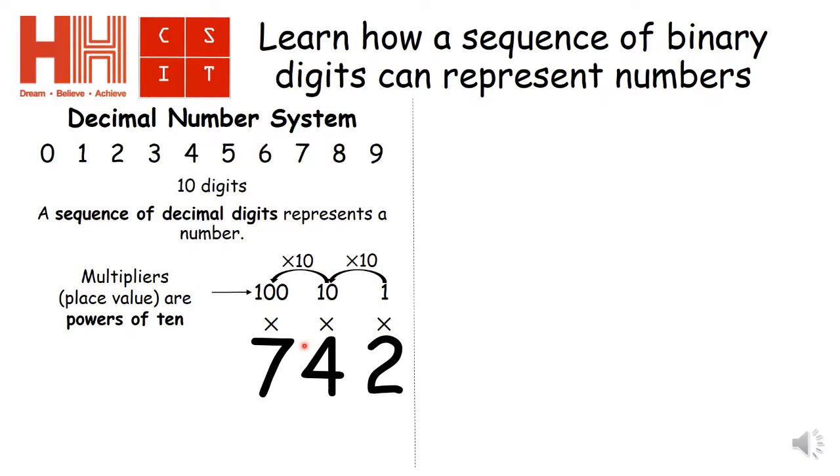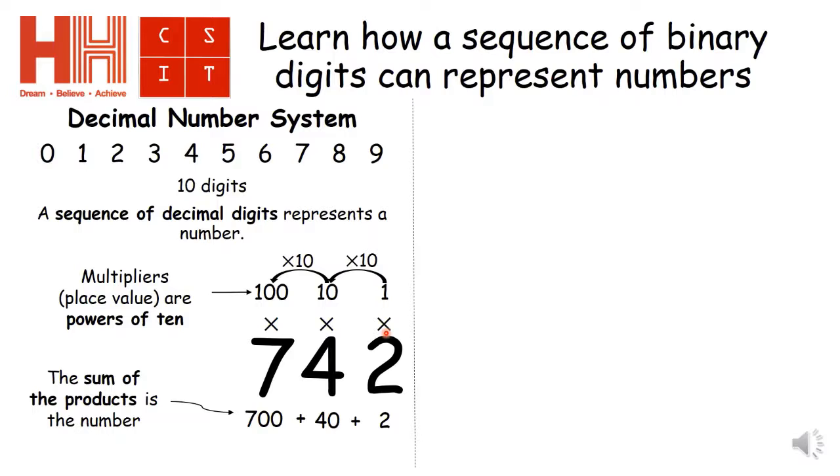Now we place one of our 10 digits underneath each of the columns. And this generates a value for each of those digits. So in this case, by placing the 7 under the 100, we get 700. By placing the 4 under the 10, we get 40. And by placing the 2 under the 1, we get 2. And the sum of these is our number. So in this case, 742. And this is obviously in decimal.